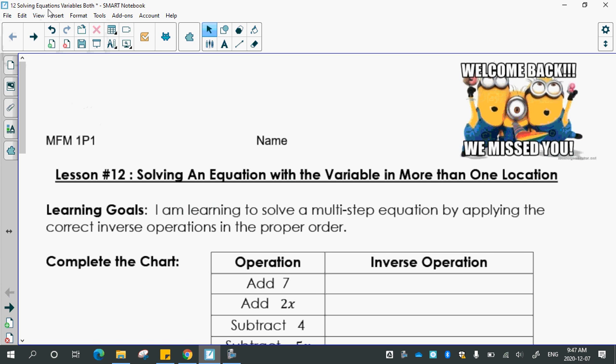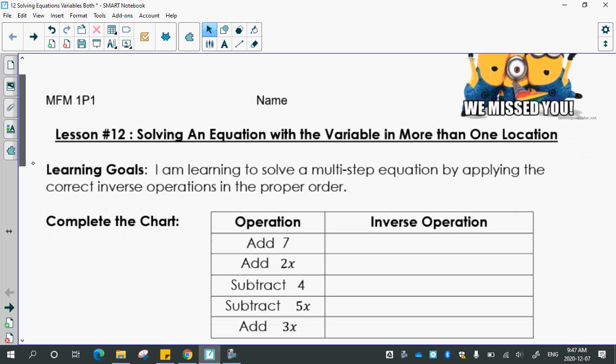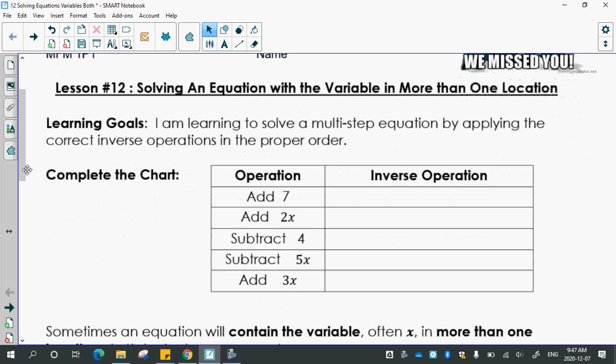All right, so we just recapped. So now we're starting something new, but we're still solving equations. We're just building on, okay? And the equations we're going to look at are equations where the variable is on both sides of the equation, okay? Both sides. So our learning goals are to learn to solve a multi-step equation by applying the correct inverse operations in the proper order.